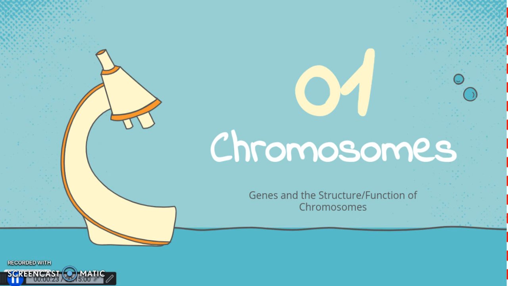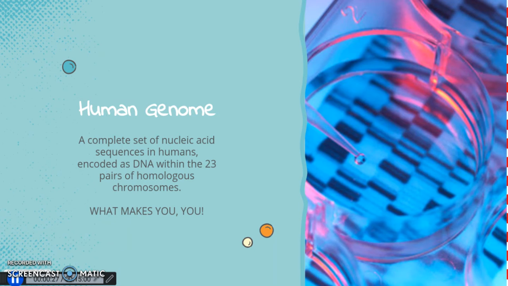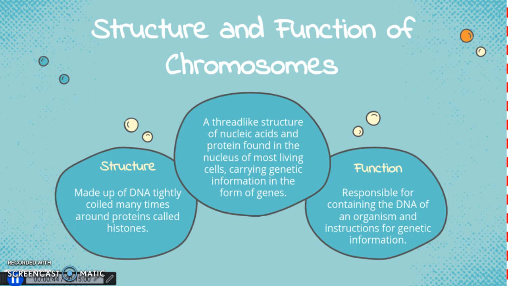First up is going to be chromosomes, including genes and the structure and function of such. Some background information includes the human genome. The human genome is actually a complete set of nucleic acid sequences in humans. It's encoded as DNA within the 23 pairs of homologous chromosomes within you. In other words, what makes you, you. The structure and function of chromosomes.